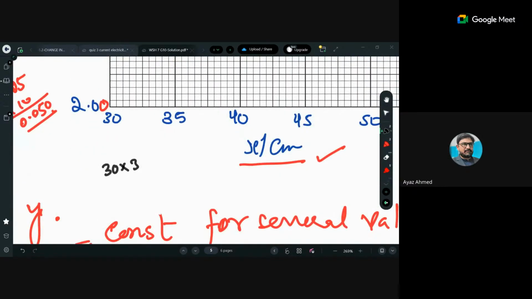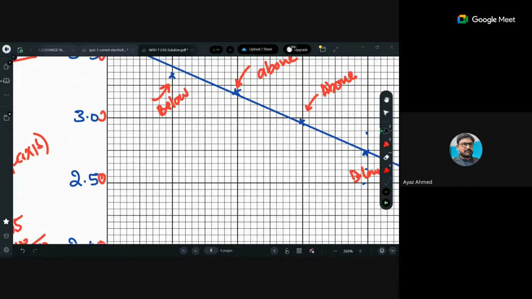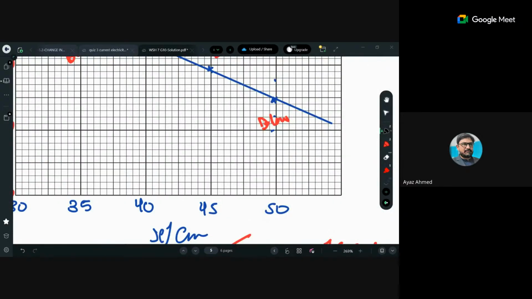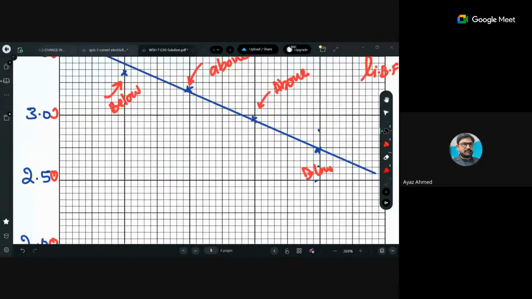So 30 into 3.60. Just make one calculation, please, for me. Then I can make another calculation. For example, at any point, calculate again, sir. 30 into 3.6 is 108. Okay. Then select any point on the line.